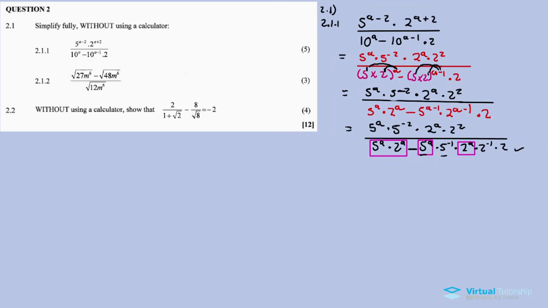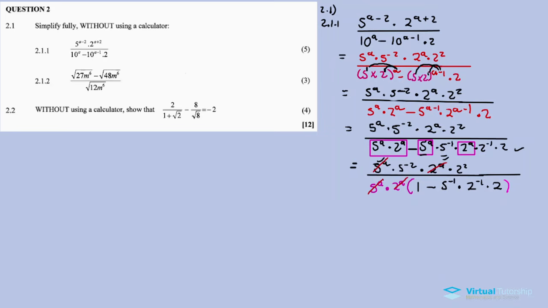So I take 2a outside as a common factor, and what remains goes inside the bracket. The 5a and 2a as a common factor: what comes out is 1, not 0 but 1, minus the 5 raised to exponent minus 1 times 2 raised to exponent minus 1 times 2. So nothing happened with the numerator. And then look now, the 5a and the 2a cancel.